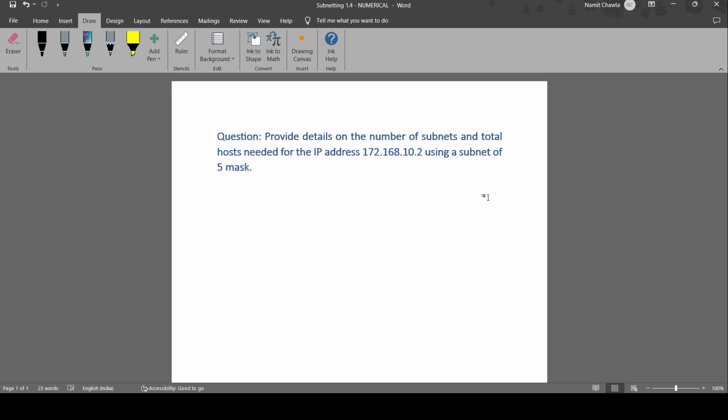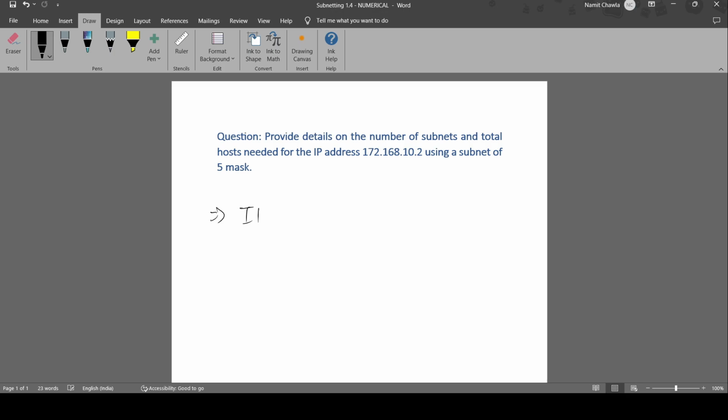So basically what students do is they jump to 2 raised to power 5 minus 2, and call those the total number of hosts, which is quite wrong. The formula used for the total number of hosts or subnets is 2 raised to power n, and 2 raised to power n minus 2 in the case of usable ones. Let me write it down, and then we'll understand it in a clear manner.